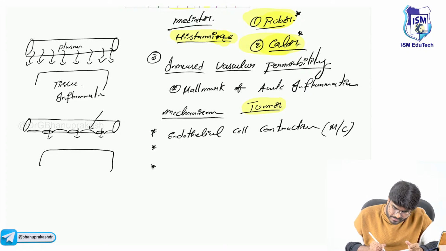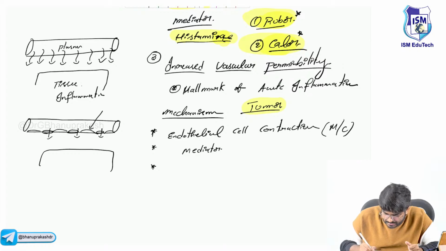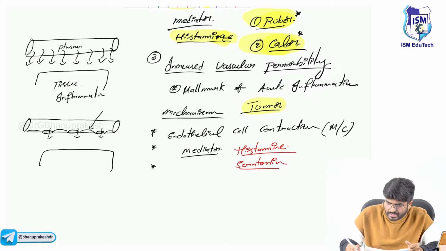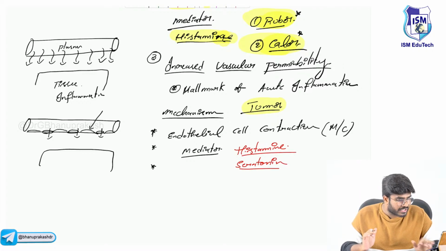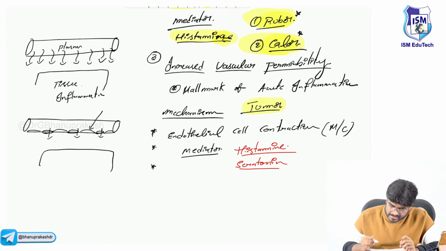What are the mediators? Let me write here. The mediators in this are histamine again, histamine and serotonin. Because of this histamine and serotonin, the endothelial cells will undergo contraction. So this is mechanism number one, endothelial cell contraction.